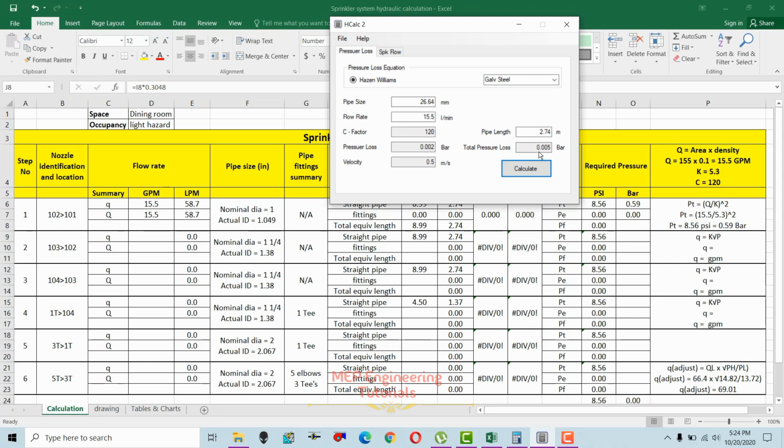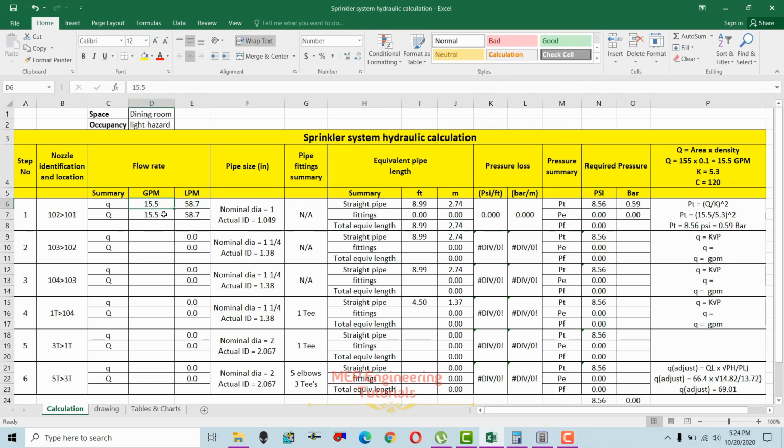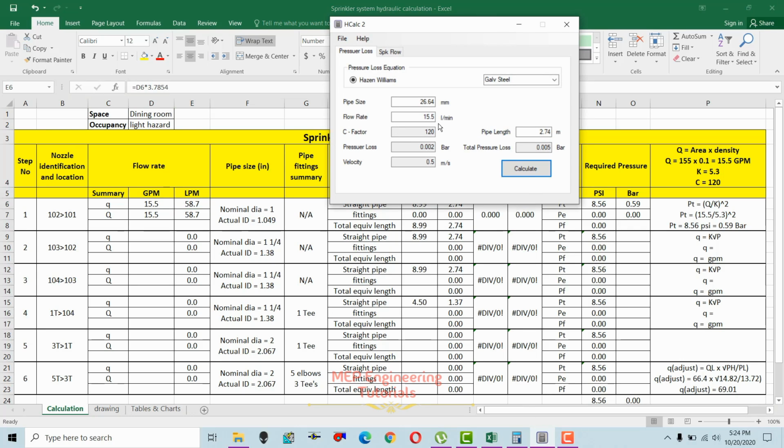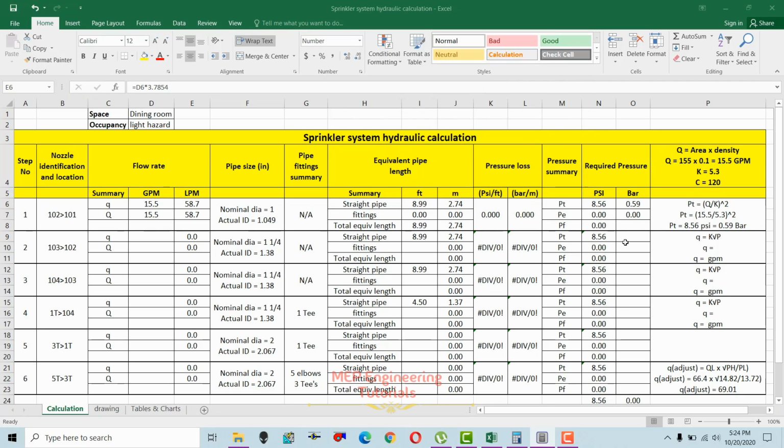Sorry, one thing: this flow rate is in liters per minute and this one we have used in GPM. So in liters per minute it is 58.7. So 58.7 we have to use in here and then calculate. With 2.74 meters, you can see that the total pressure loss is 0.049 bar. So we have to write in here 0.049 bar. This is already calculated into psi.